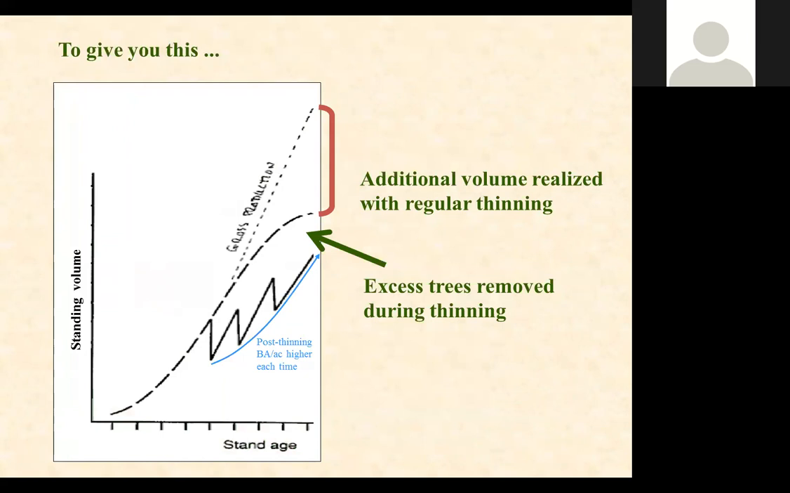For thinned stands, we work on the sawtooth production function with the positive upward slope, with increased basal area each time. And the area between the dashed line and the solid line, those are the excess trees we don't need in order to maintain full production. Those are the trees in excess of the 60% line.